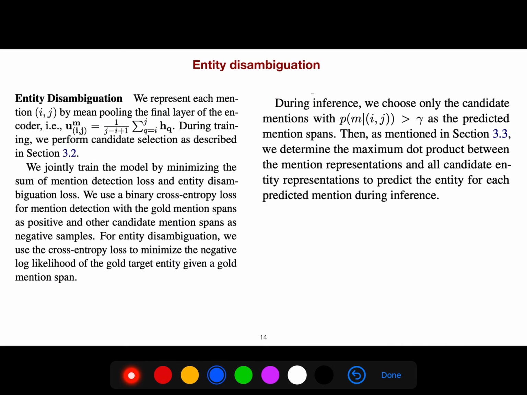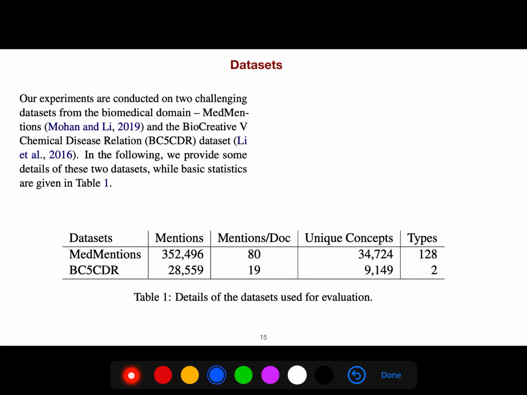For entity disambiguation, we represent each entity span from i till j by mean pooling. Because we need just one vector, we cannot keep a sequence of vectors, so it's a simple trick that we use mean pooling. Mean pooling is the simplest form of pooling. And during inference, they choose only the candidate mentions with probability above the threshold as predicted mention spans.